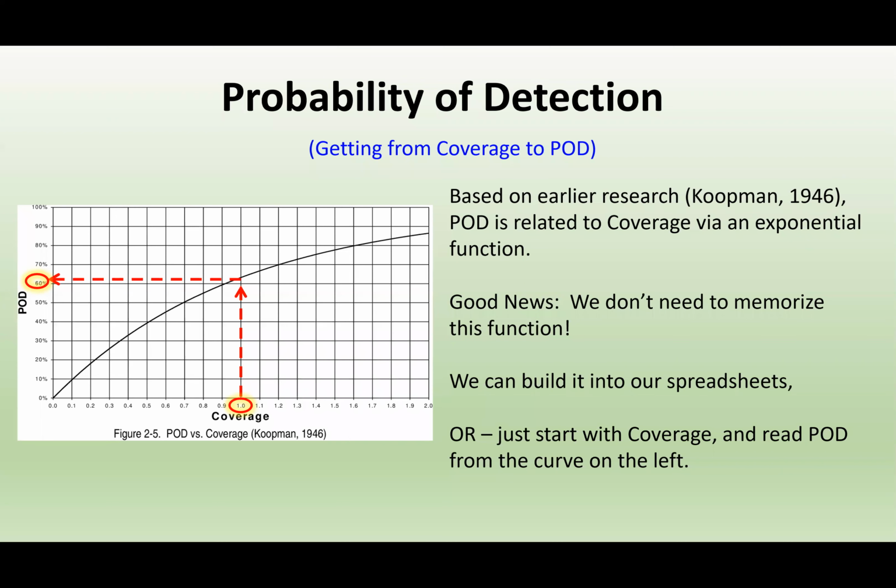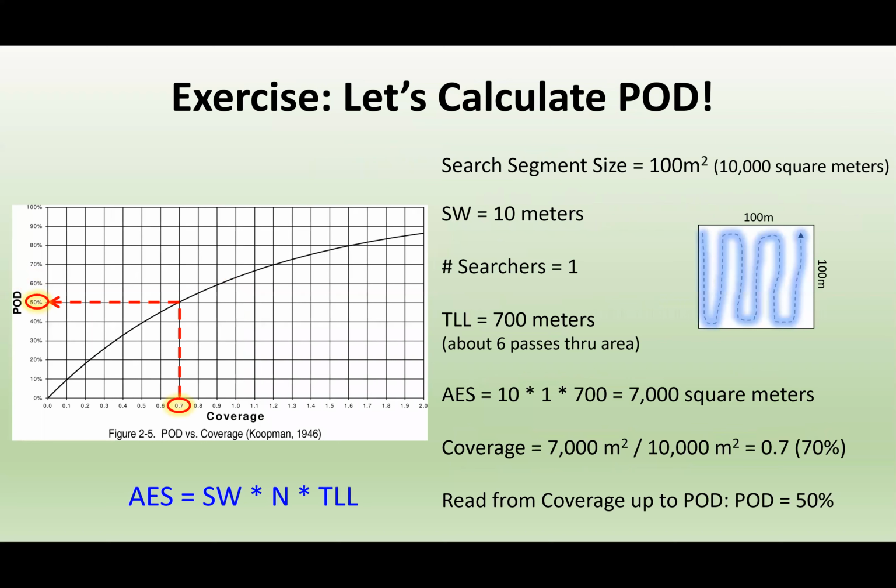Let's actually go through the steps of calculating this. And again, not because I expect you guys to be doing this in the field, but just to give you a little bit better feel for it. So first, imagine we're searching a 100-meter by 100-meter square right here, okay? So the total area of this square is going to be 10,000 square meters. And we've estimated our sweep width to be 10 meters, or about 30 feet across.